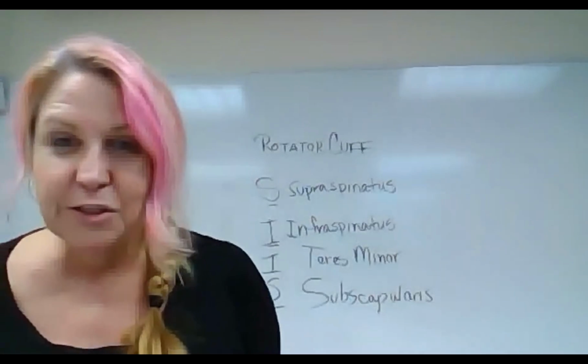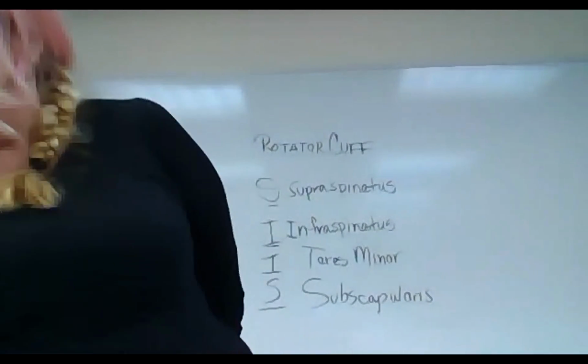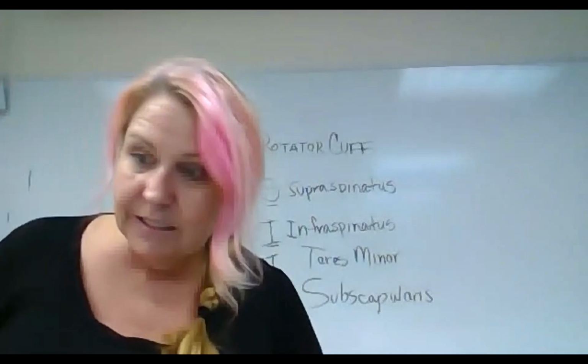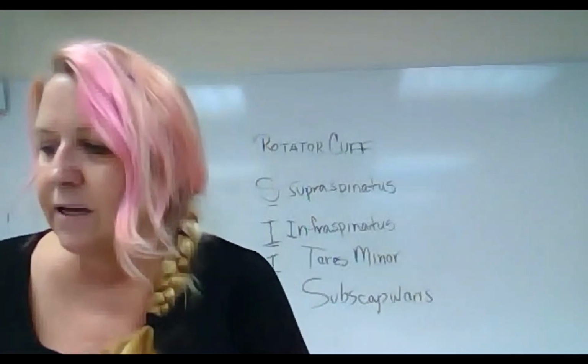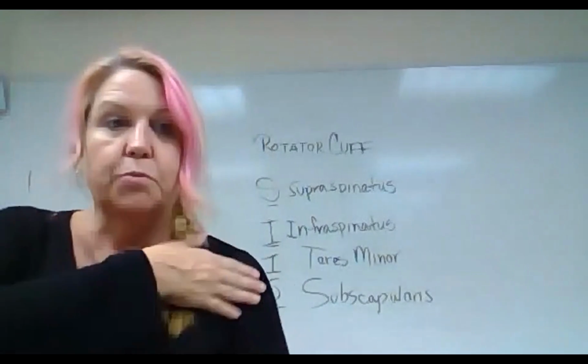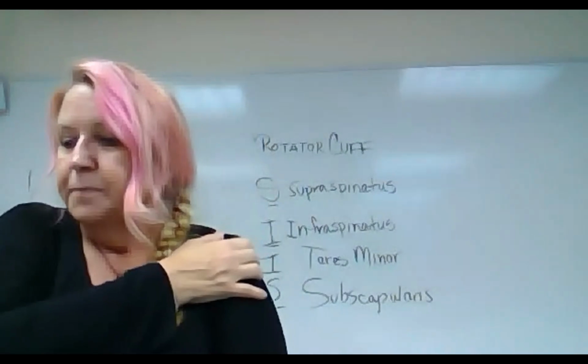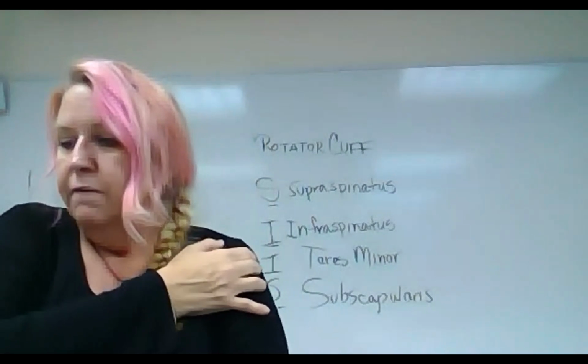And I want you to know its origin. It's the supraspinous fossa of the scapula. Supraspinatus is in the supraspinous fossa of the scapula. That's its origin. Its insertion is the greater tubercle of the humerus, right? So it's coming out here. Greater tubercle of the humerus.